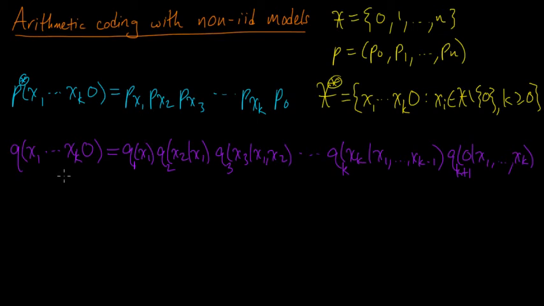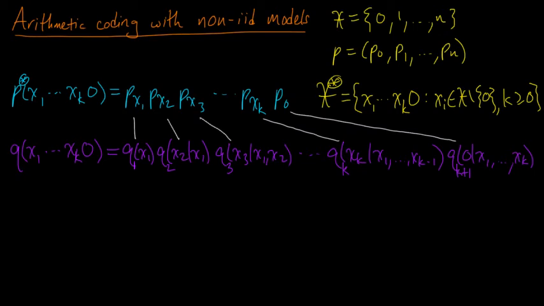So for any arbitrary model that you might want to use, you could factor it in this way. And now note that there's a very natural correspondence between the factors of this distribution and the factors of our good old i.i.d. model. We can just line them up: x1 with x1, x2 with x2, x3 with x3, k with k, and the last one, the end of file, with the end of file.